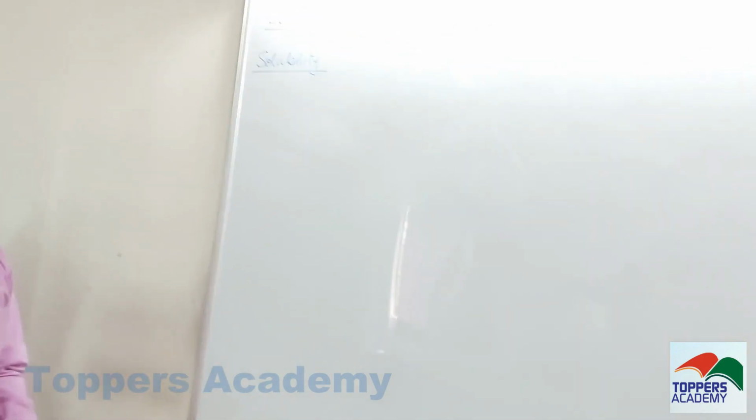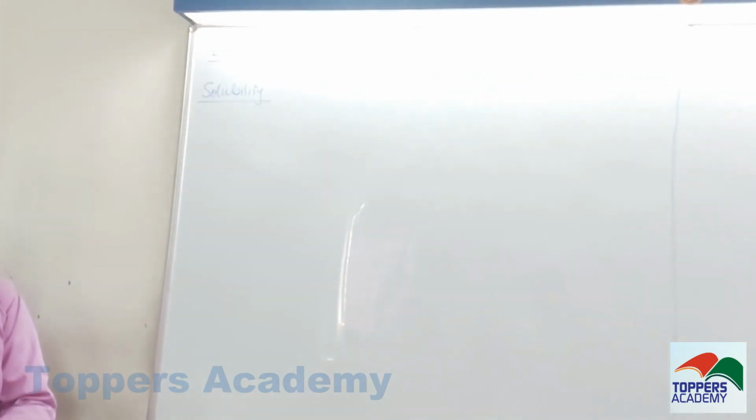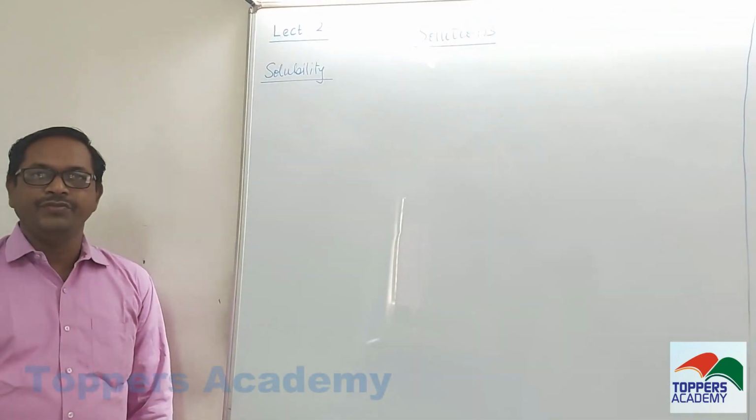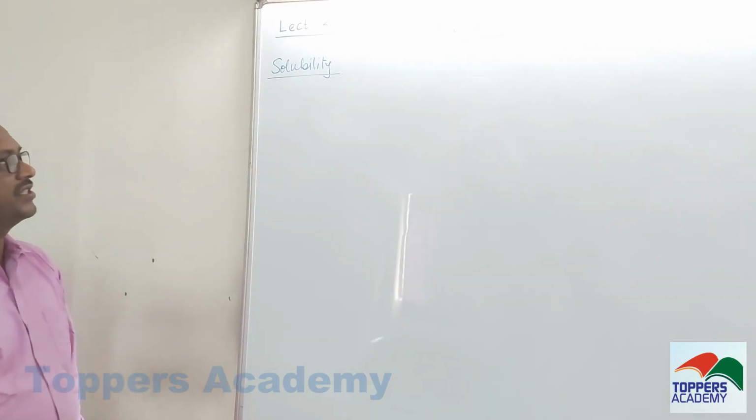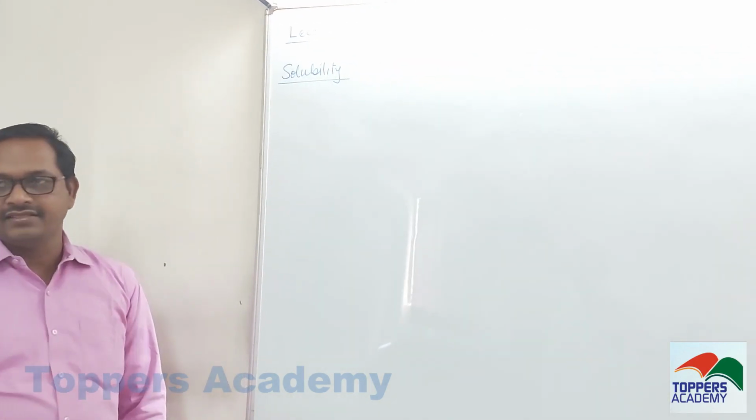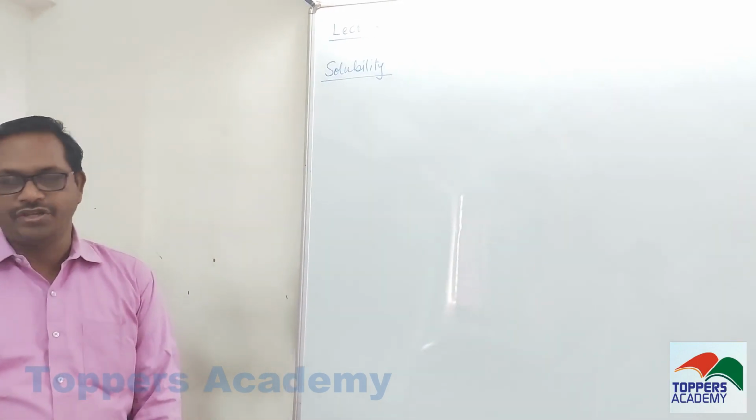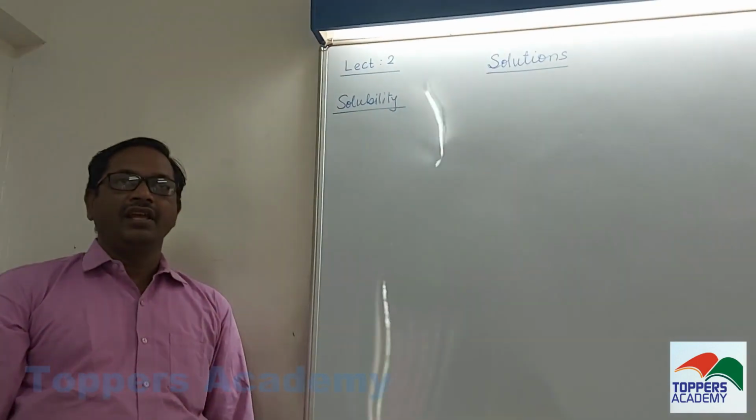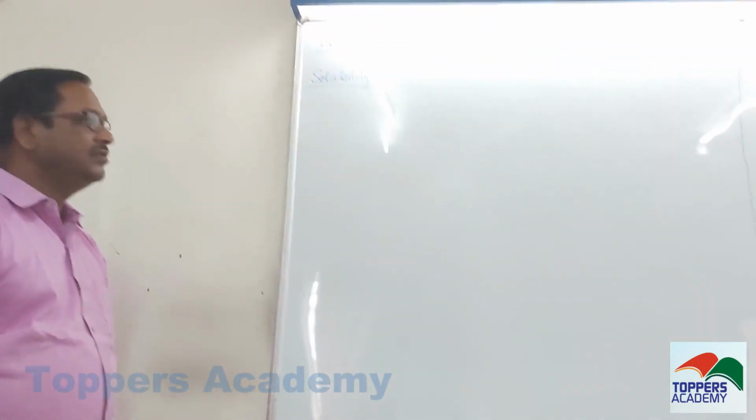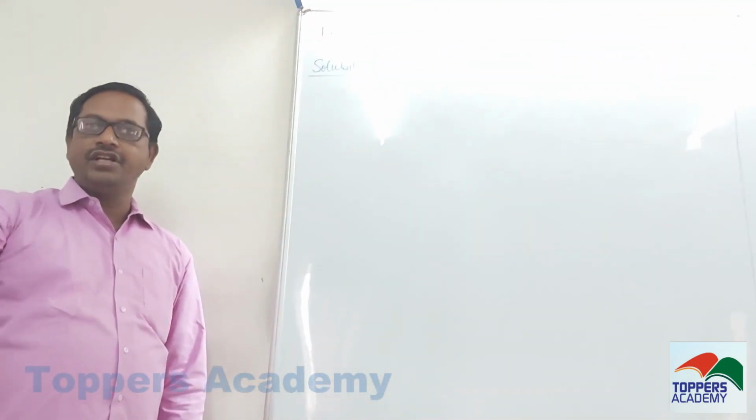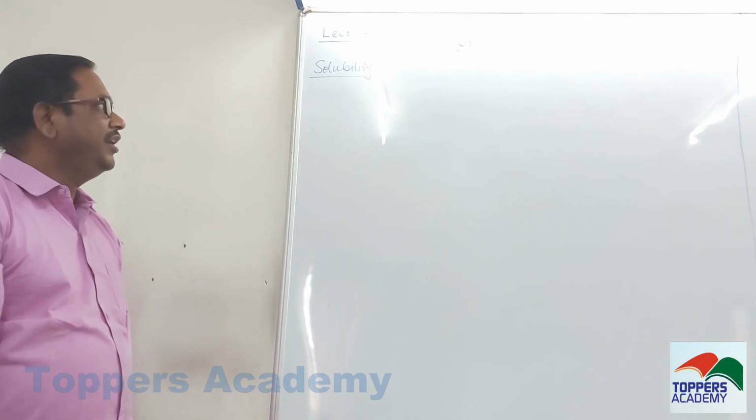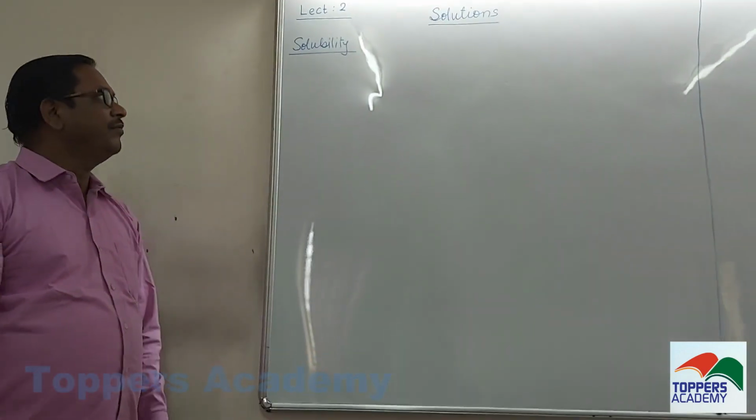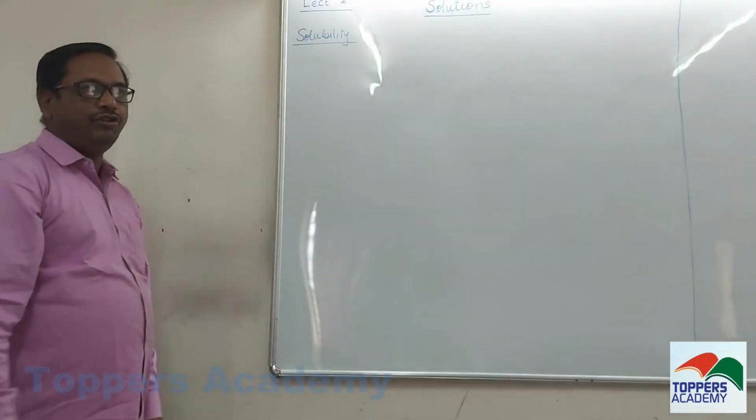Solubility. Now as we defined, a homogeneous mixture of two or more substances is known as the solution. Now what is the solubility? When we prepare a solution, solute gets dissolved in solvent, and during that a homogeneous mixture gets formed there. Therefore what is the solubility?